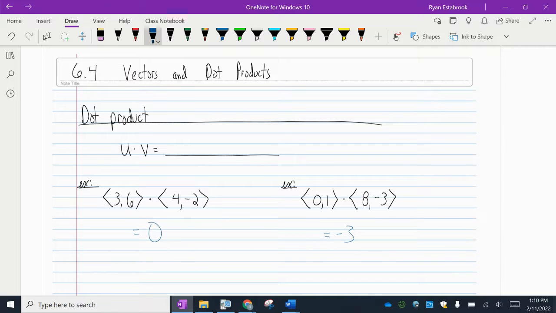So think about that for a second. Look at those two examples. Can you find out what method was used to get those two answers? I'm going to have you turn to your friend and share your idea. How do you think the dot product was used to get those two answers? Go for it.